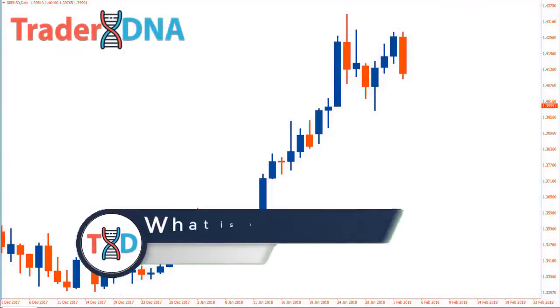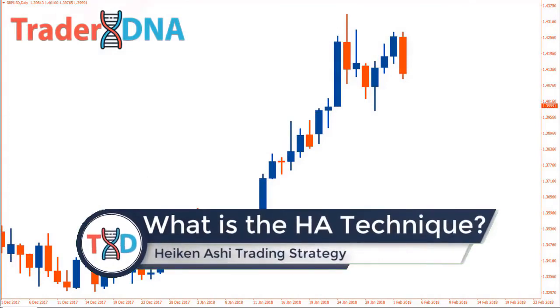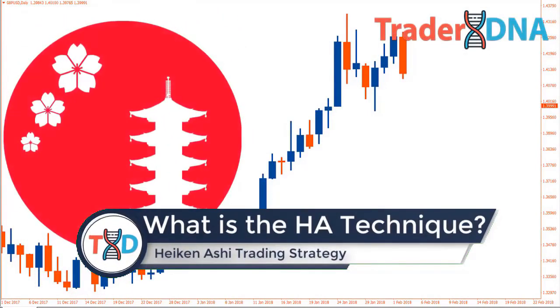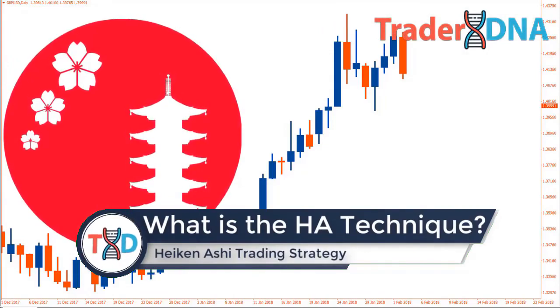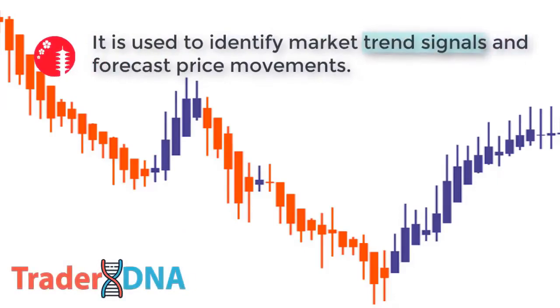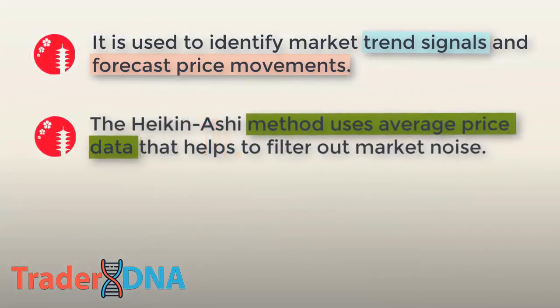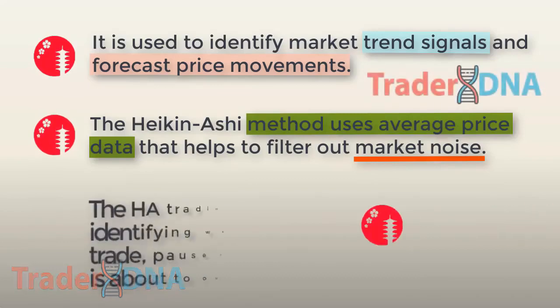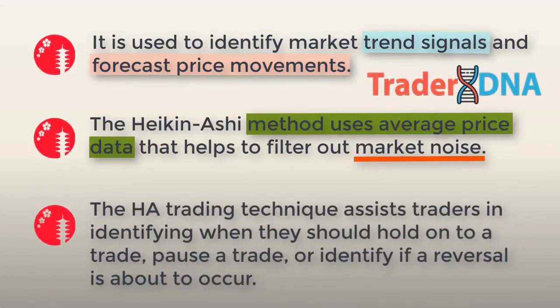And now, what is the Heiken-Ashi technique? The Heiken-Ashi technique is a Japanese candlestick-based technical trading tool that uses candlestick charts to represent and visualize market price data. It is used to identify market trend signals and forecast price movements. The Heiken-Ashi method uses average price data that helps to filter out market noise. The absence of market noise results in a clear illustration of market trends and direction, which helps determine potential price movements. The trading technique assists traders in identifying when they should hold on to a trade, pause a trade, or identify if a reversal is about to occur.